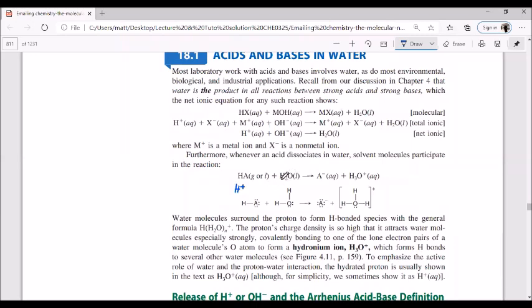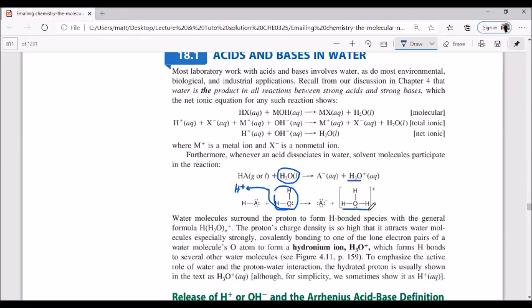This H plus is highly attracted to the water molecule. So what happened? As it is highly attracted, one lone pair of the oxygen is used to form a bond with the hydrogen. One lone pair is used to form a bond with the hydrogen. So therefore, the product from this forms the hydronium ion.